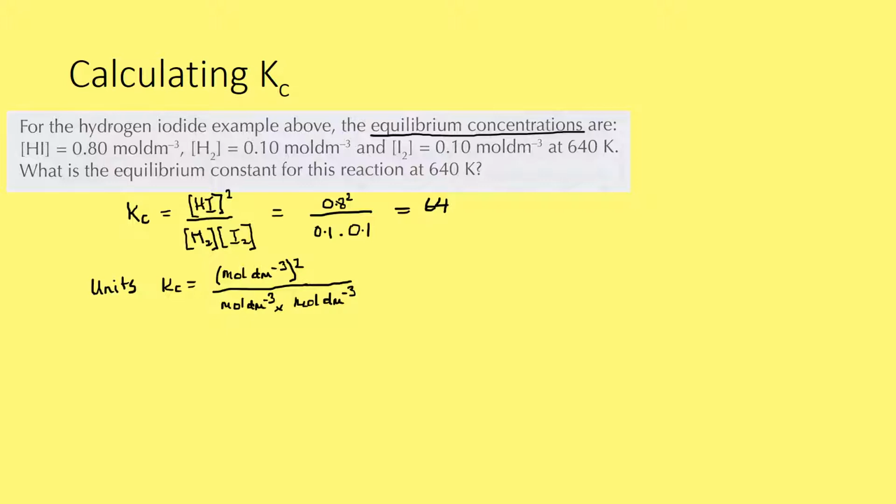Okay, so as you can see, they will all cancel out. So you've got 2 mol per dm cubed on top and 2 on the bottom. All right, so they cancel out, and in this case, Kc has no units, and the answer is just 64. And that would always be true when the number of moles of reactants equals the number of moles of products. That's not always the case though, and when it isn't the case, then Kc does have units.